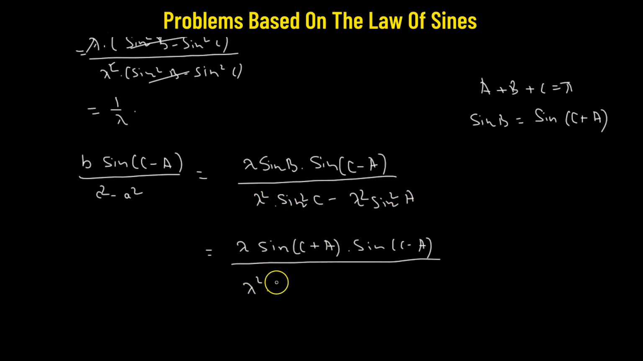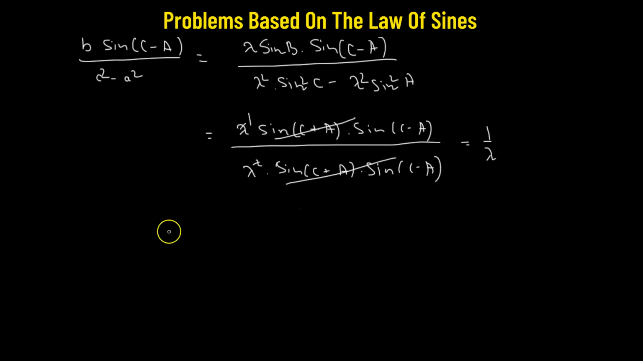Now sine squared C minus sine squared A is simply sine of (C plus A) multiplied by sine of (C minus A). So that means we can factor out sine of (C plus A) from the numerator and the denominator, and one lambda from the numerator and the denominator, leaving us with 1 over lambda. Similarly, we can also show that c multiplied by sine of (A minus B) whole divided by a squared minus b squared is also equivalent to 1 over lambda.